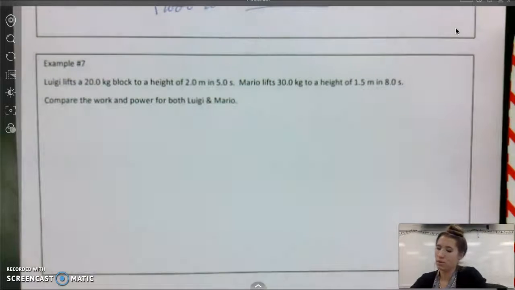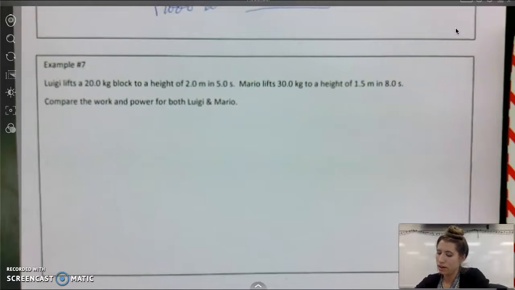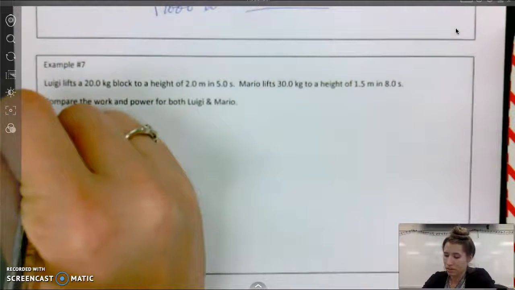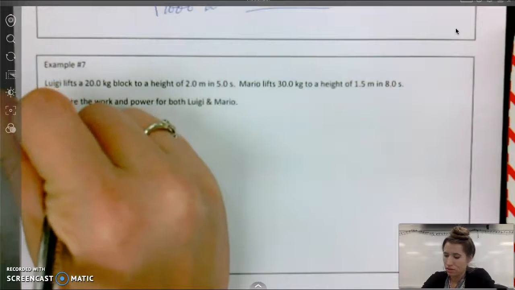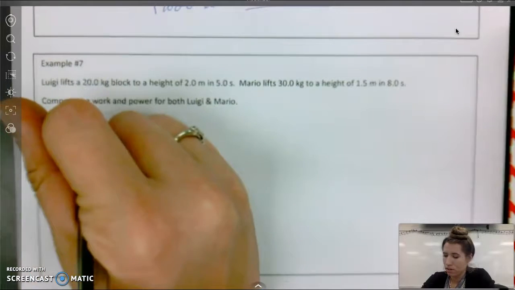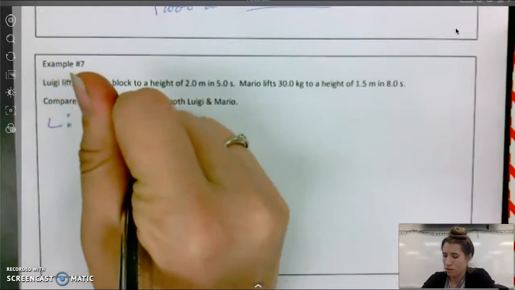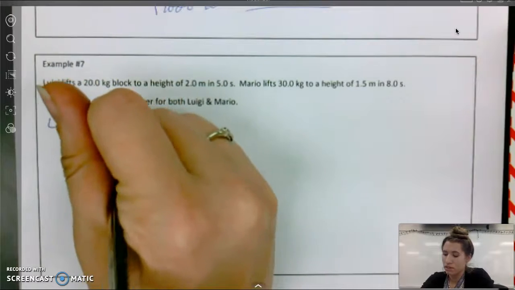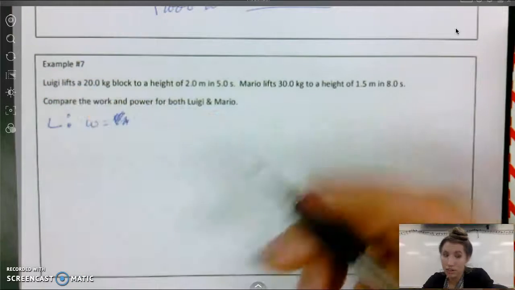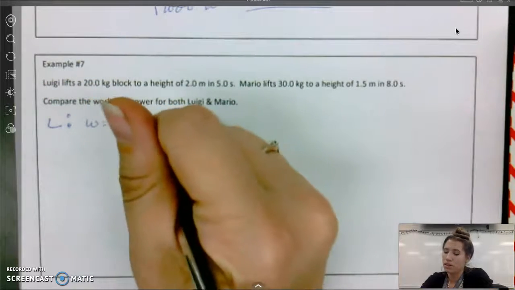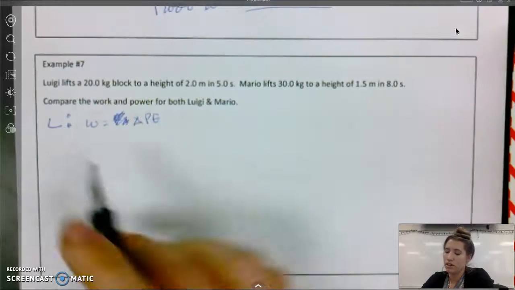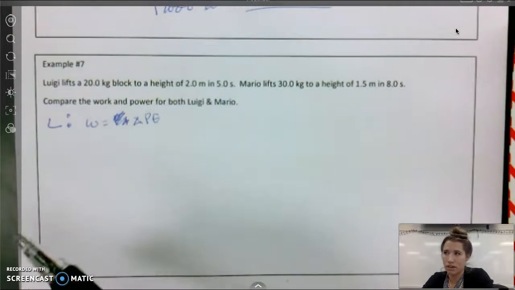Luigi lifts a 20 kilogram block to a height of 2 meters in 5 seconds. Mario lifts a 30 kilogram block to a height of 1.5 meters in 8 seconds. Compare the work and the power. Okay, let's start with Luigi here. So for Luigi, work will be force multiplied. Actually, this is going to be change in energy, which is going to be change in potential energy because we're lifting the block, we're increasing the height.